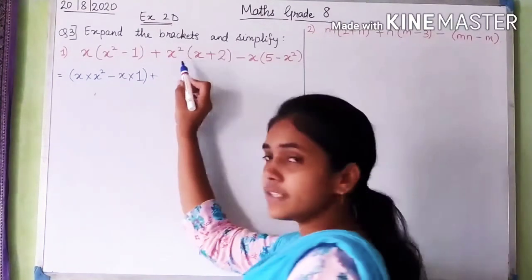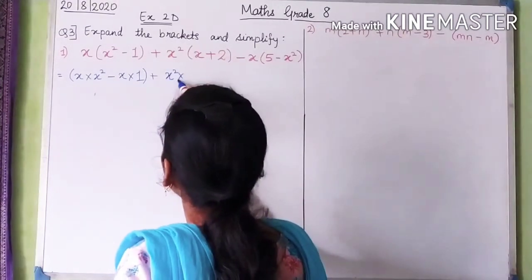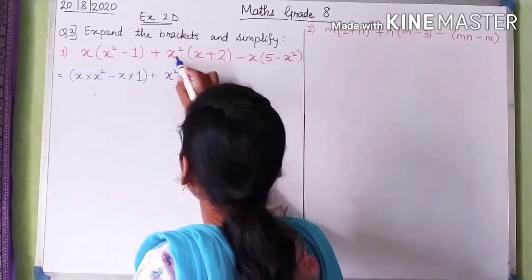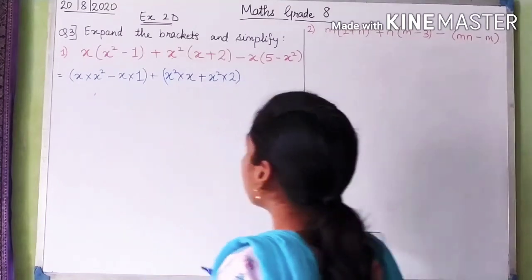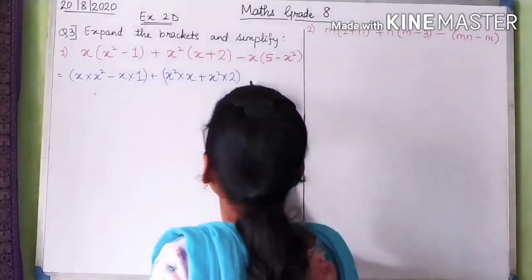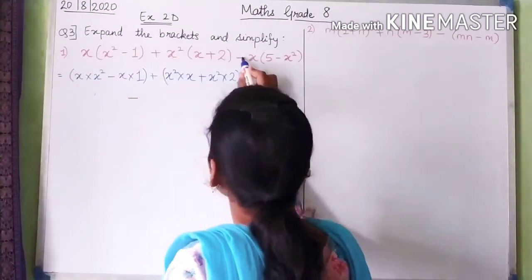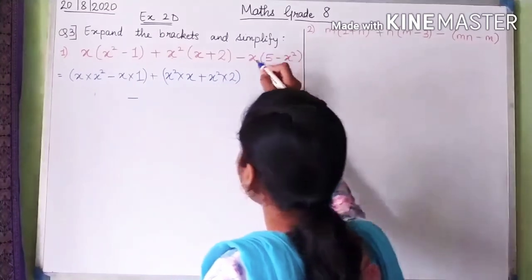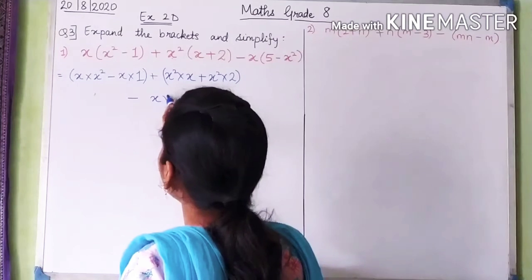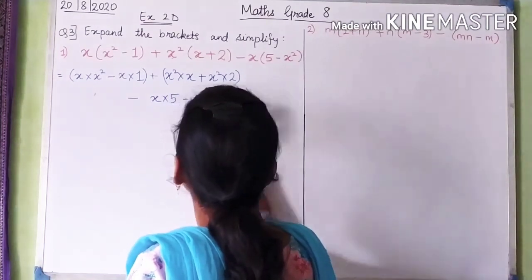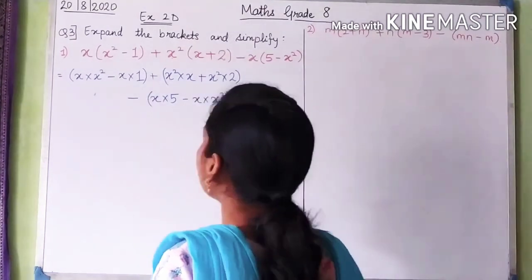Then I have to multiply this x square to each term inside the bracket. So I multiply x square to this x, plus x square multiplied by 2. This is about the second expression. Now I go to the third expression. I write down this minus sign. Then here I have to multiply x to 5 and to minus x square also. So x multiplied by 5 minus x multiplied by x square, and this is also inside a bracket.